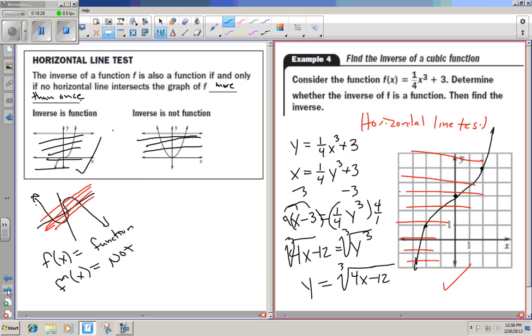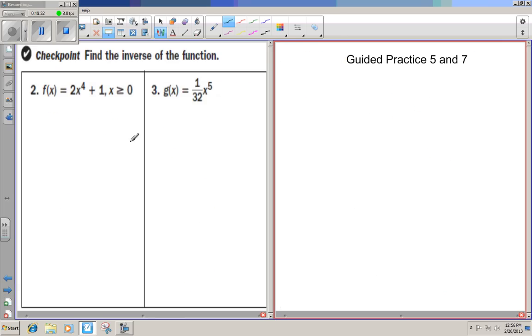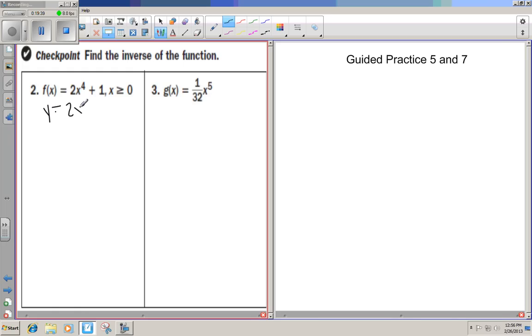All right, this is going to be a little bit of a shorter video. We're going to do these checkpoints and a couple guided practices. So, find the inverse of the function. Step 1, change f of x with y. Step 2, switch the x and the y around. Now, step 3, solve for y.